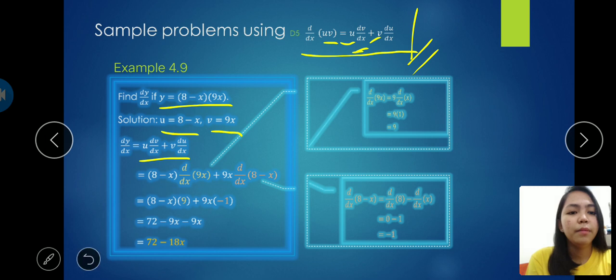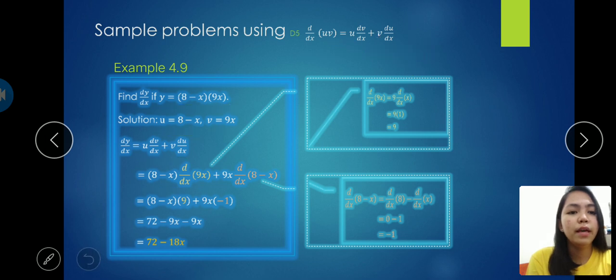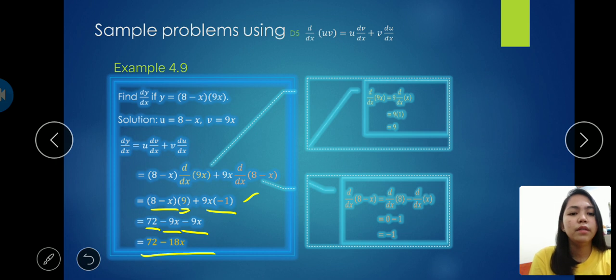And then what happens? We simplify the resulting terms. What were our answers? We have to distribute 9 to 8 minus x. So, 9 times 8 is 72, and then 9 times negative x is negative 9x. Also, 9x times negative 1 is negative 9x. So, further simplification, it becomes 72 minus 18x. I hope you were able to follow that.